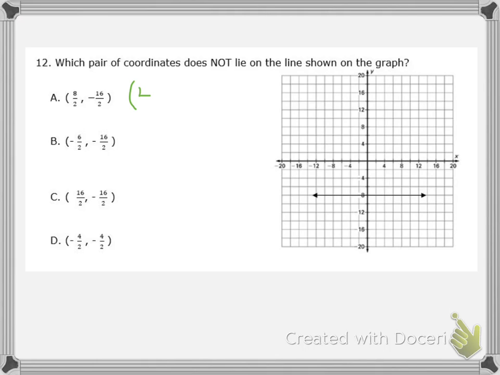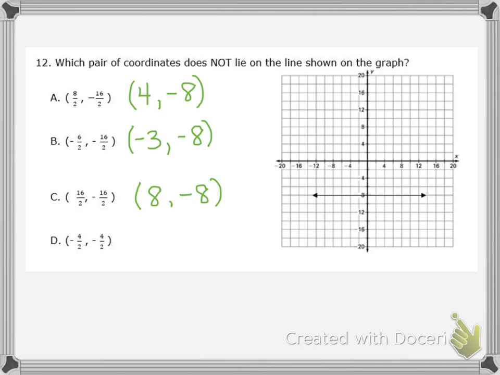So this ordered pair would be 4, comma. Then I have negative 16 divided by 2, which would be negative 8. B says negative 6 over 2, or negative 6 halves. So negative 6 divided by 2 gives me negative 3. And then negative 16 over 2 we said was negative 8. C is 16 halves, or 16 divided by 2, which is positive 8. And then I have negative 16 halves, which is negative 8.